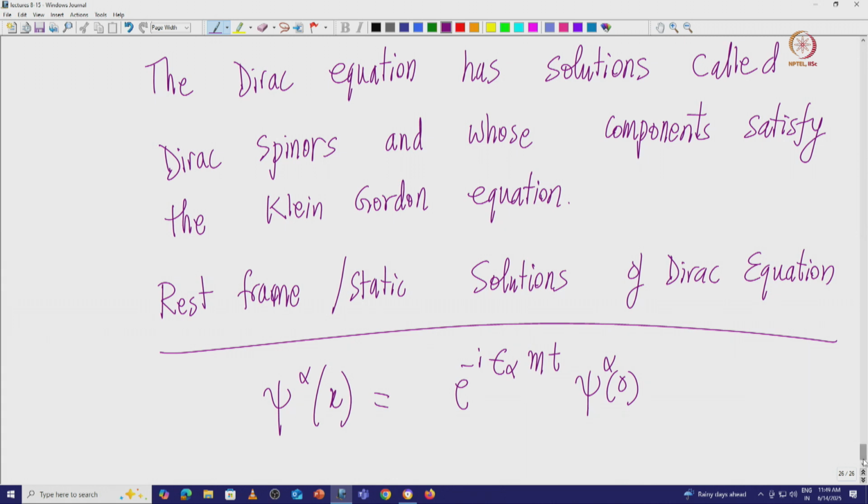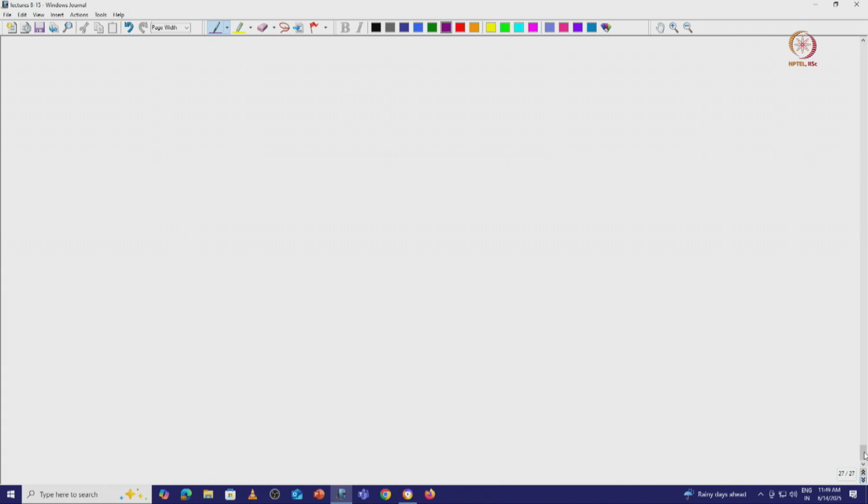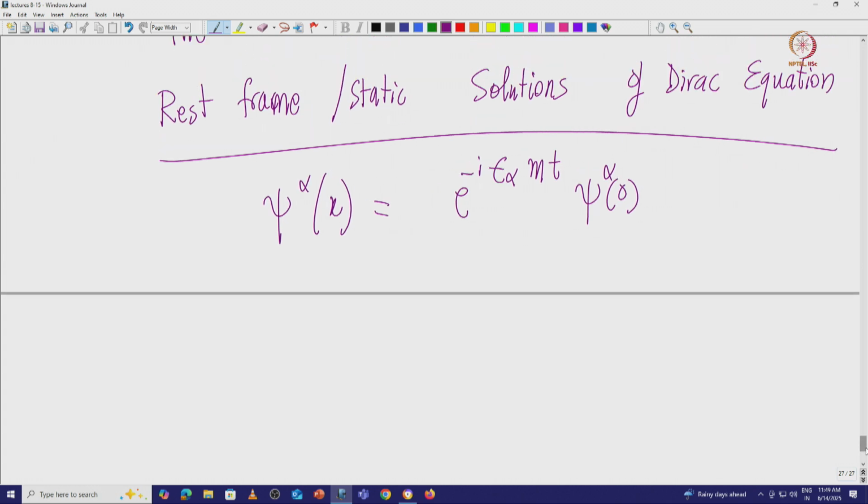So the particles always come in terms of these components essentially. Now the sign is plus 1 for alpha equal to 1 and 2, and minus 1 when alpha is equal to 3 and 4. So the first two components of psi 0 in the rest frame have a plus sign, so they correspond to positive energy solutions, and the next two have a minus sign, which corresponds to negative energy solutions essentially.